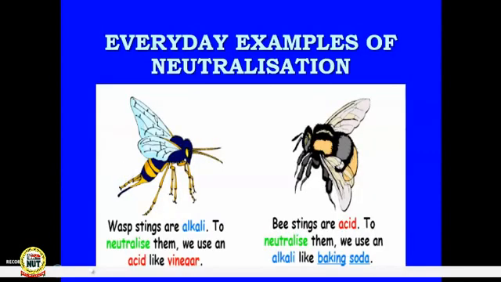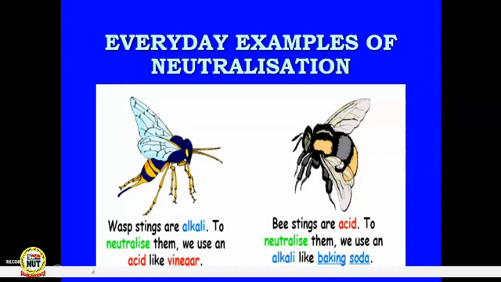Now, in everyday life, we're going to look at some examples of everyday neutralizations. What can you do if some things happen to you in your house? For example, you got stung by a wasp, which is basically an alkali. To neutralize it, we use an acid like what? Vinegar. Yes, it's a basic first aid for wasp sting. If anybody in your family gets stung by a wasp, all you need to do is get vinegar and apply it to the spot where the wasp stung the person, and then you're done.